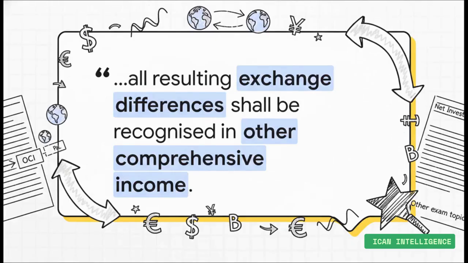This is a key difference and a really common exam topic. The translation difference gets parked in equity, in other comprehensive income, or OCI. Why? Because it's seen as an unrealized gain or loss on your investment, not a result of your day-to-day trading.